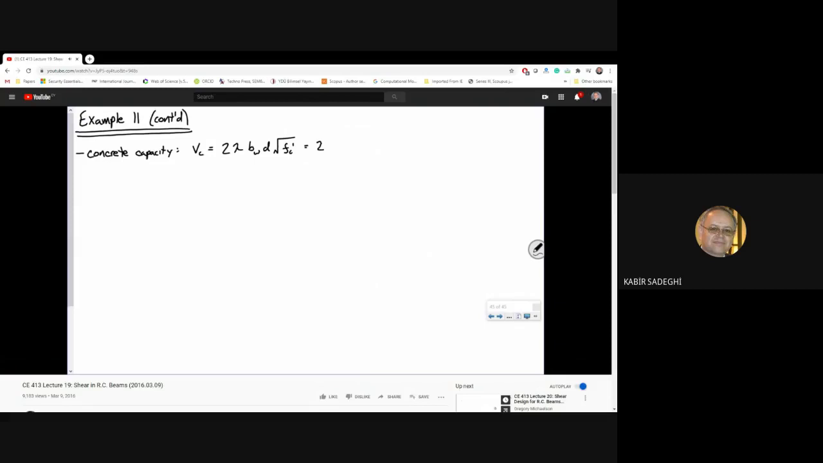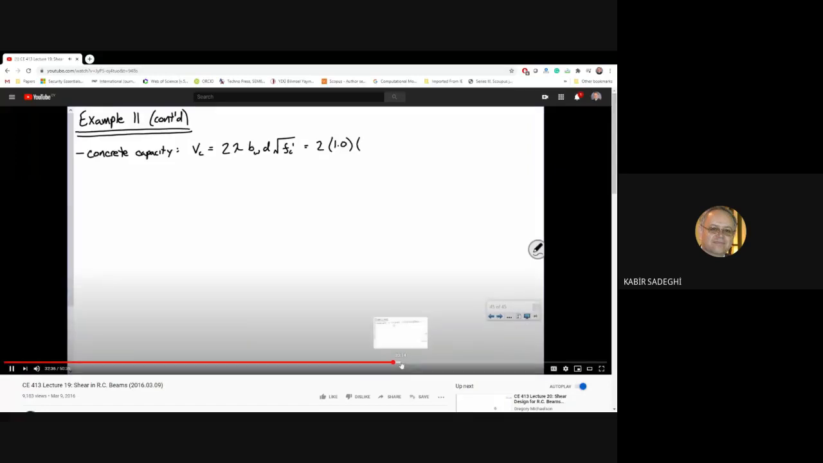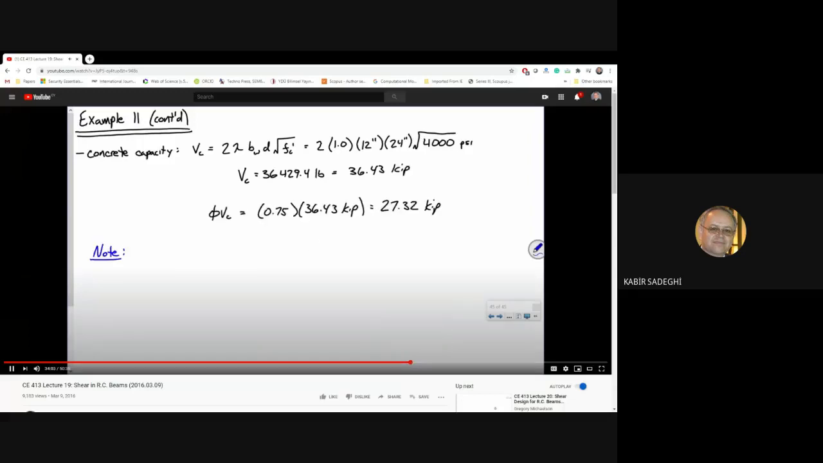Just the concrete. It is 2 lambda BWD square root of FC prime. Let's plug it in. 2 times what's lambda? What's BW? That's the beam width, right? 9.4 pounds or 36.43. Is the maximum shear that this beam has?